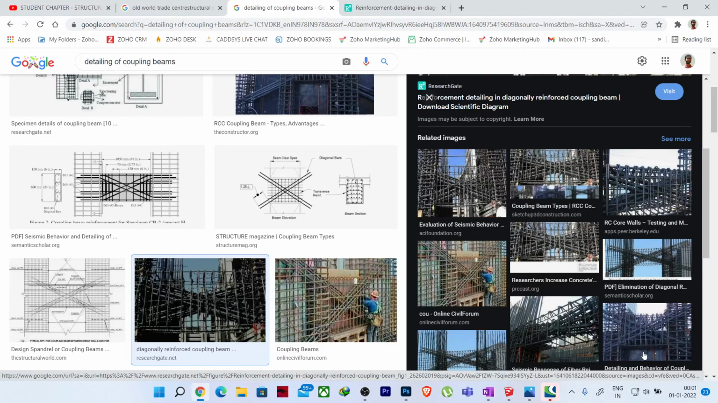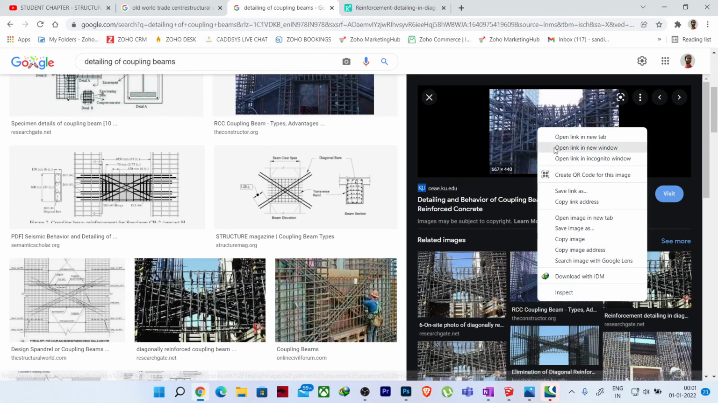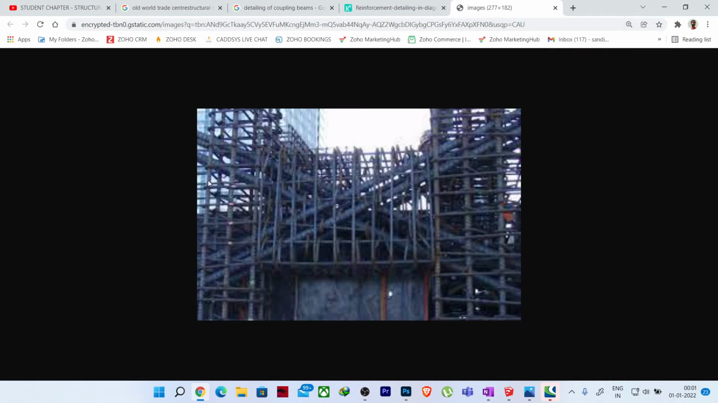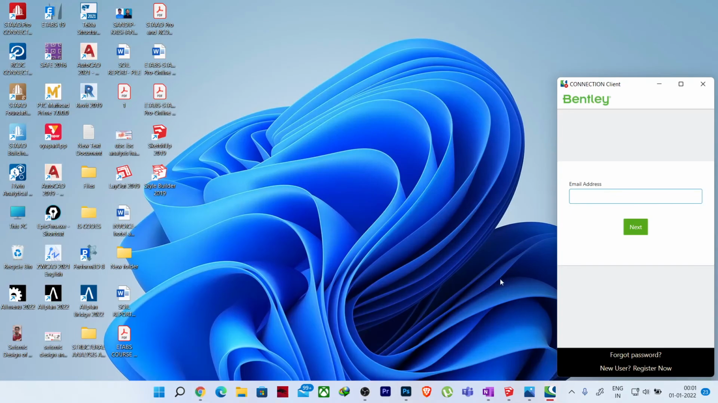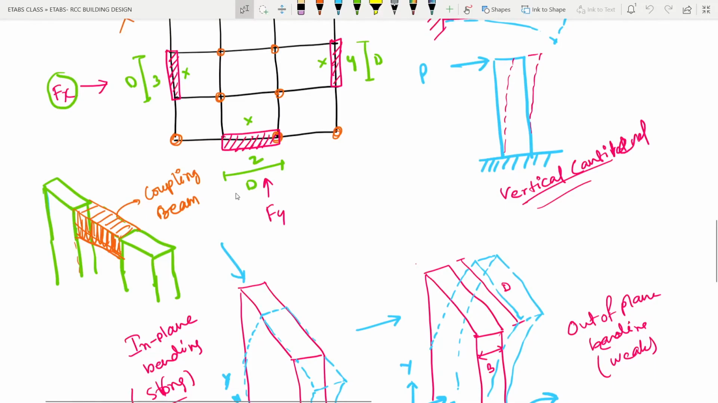Let me show you one more. You can see here also, the image is very small, but you can see the amount of reinforcement you need to provide. These are the diagonal reinforcement. This is the deep beam, the coupling beam. These are the shear walls on two sides. If these two shear walls are connected with a coupling beam and giving you a higher moment of resistance, then this system is called a coupled shear wall system.